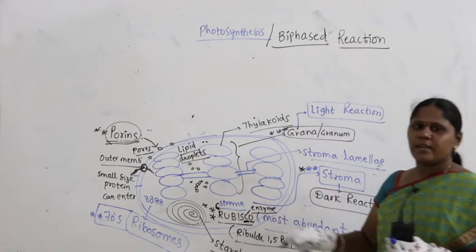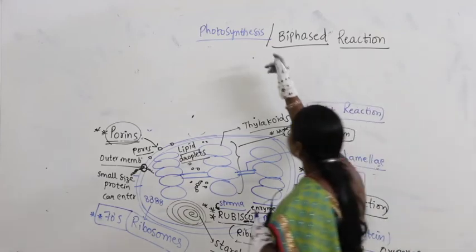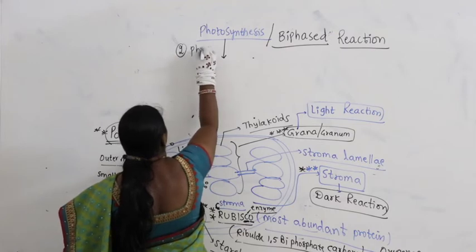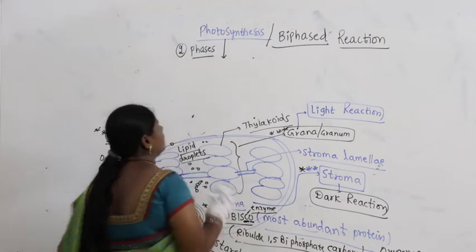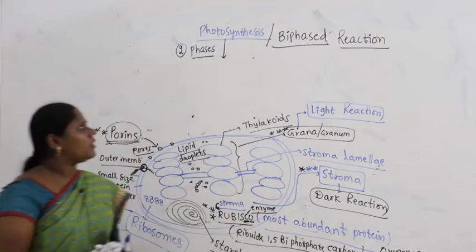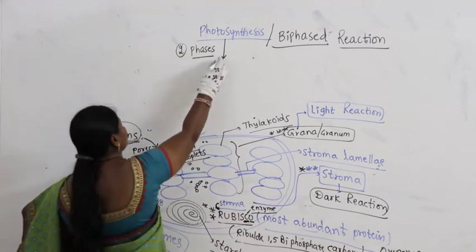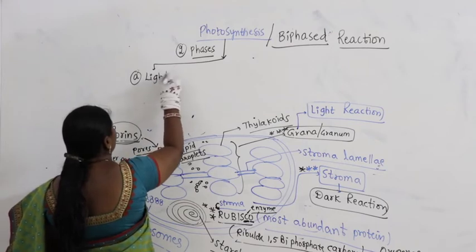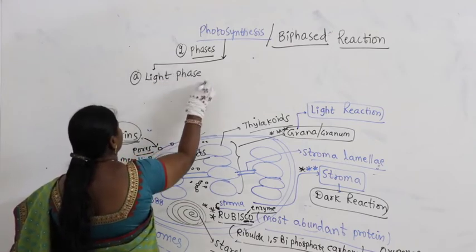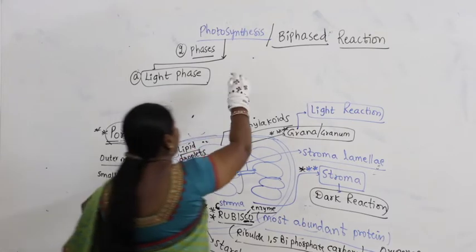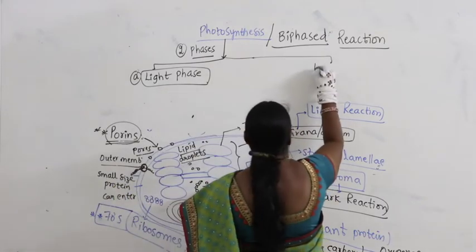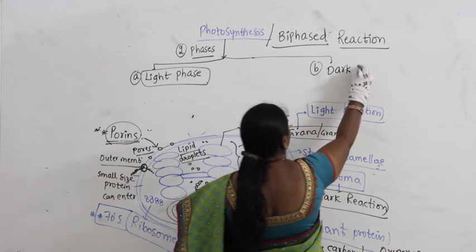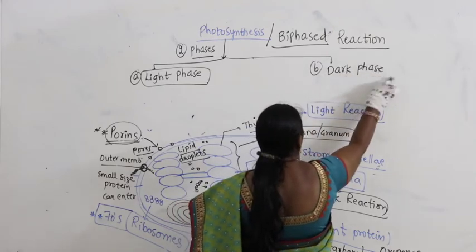Why is it called a biphasic reaction? Because photosynthesis includes two phases. What are the two phases? The first one is called the light phase, and the next one is called the dark phase.